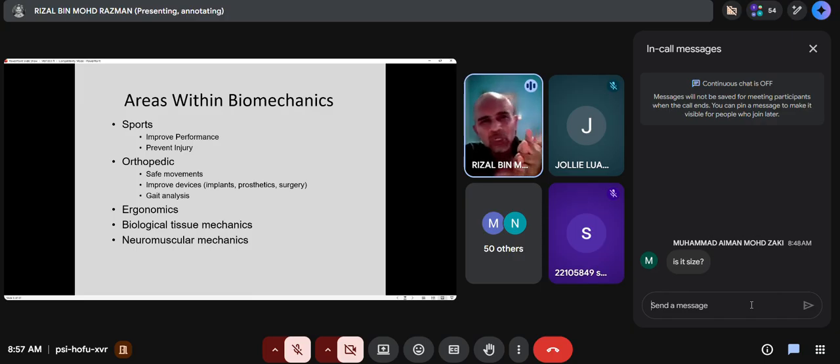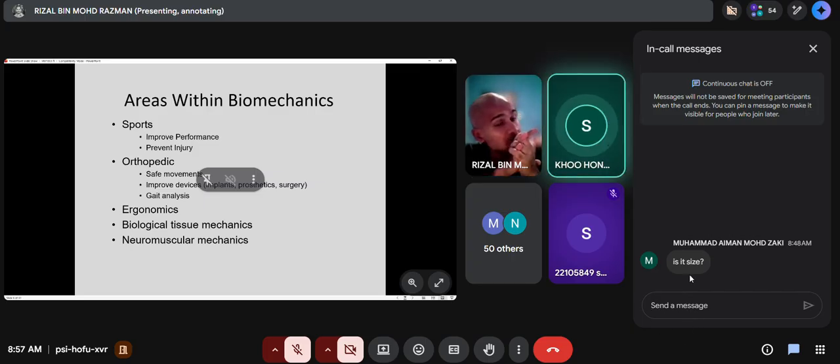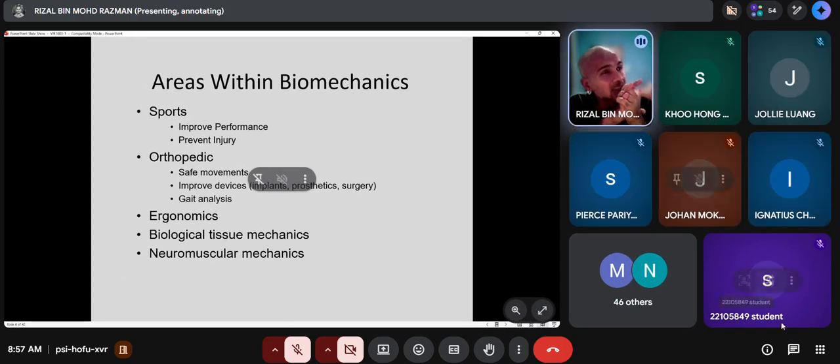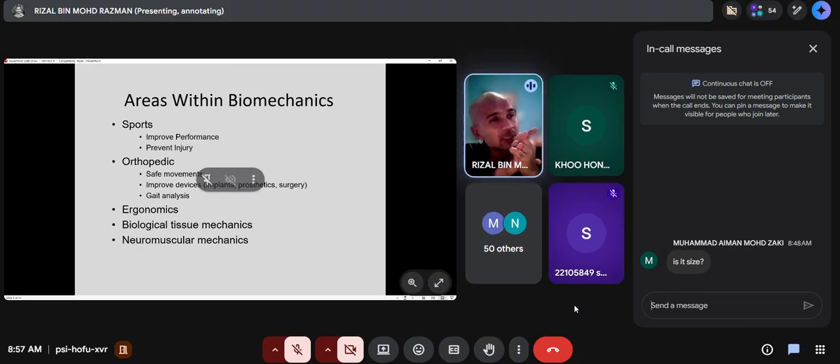So biomechanics also exists in ergonomics. Can anyone tell me what ergonomics is? Quickly, anyone? A design that's most likely suitable for human comfort. Yeah, so it's the interaction between the surroundings and the human ecosystem. Basically, for example, you're sitting on a chair in front of a table now.